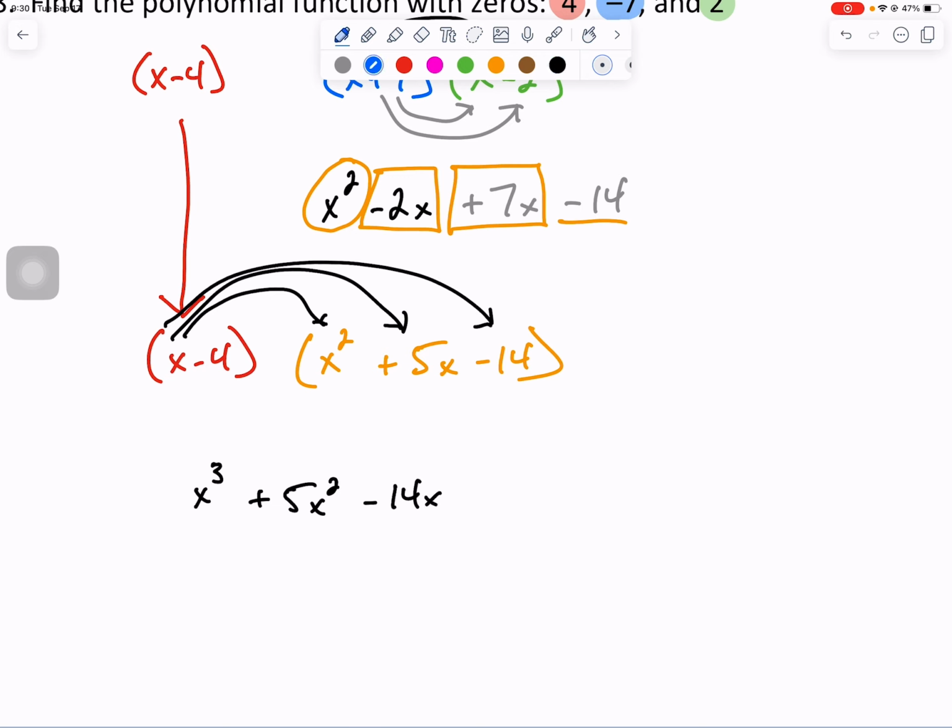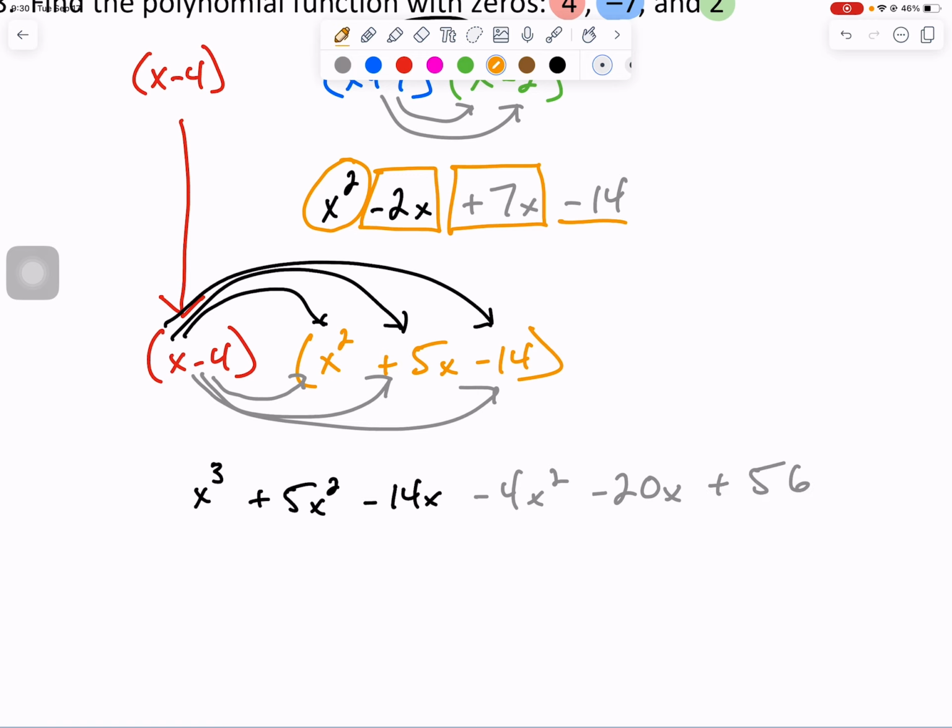Then I will go to my gray again. Negative 4 times x squared is negative 4x squared. Negative 4 times 5 is negative 20x. Negative 4 times negative 14 is going to give you a positive 56.